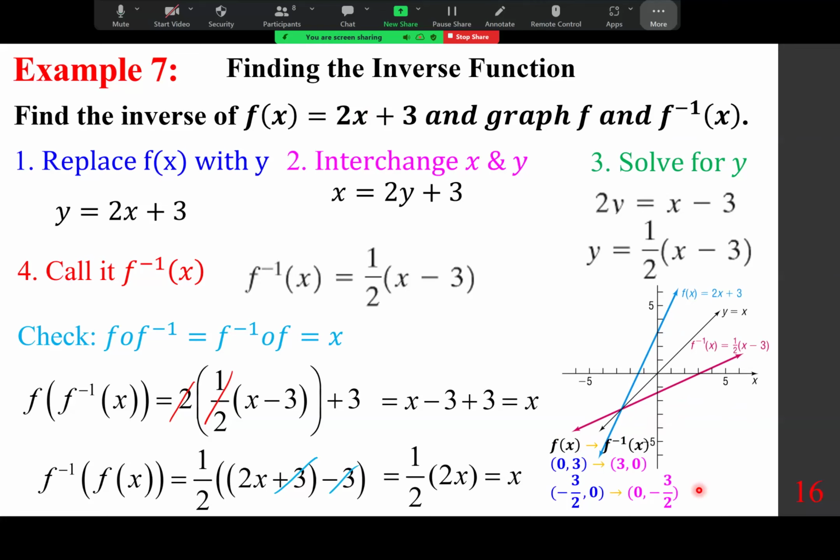This is 0, 3. This is negative 3/2 means negative 1/2. Negative 1/2, 0. This is 3, 0. And this is 0, negative 3/2. So extremely simple.